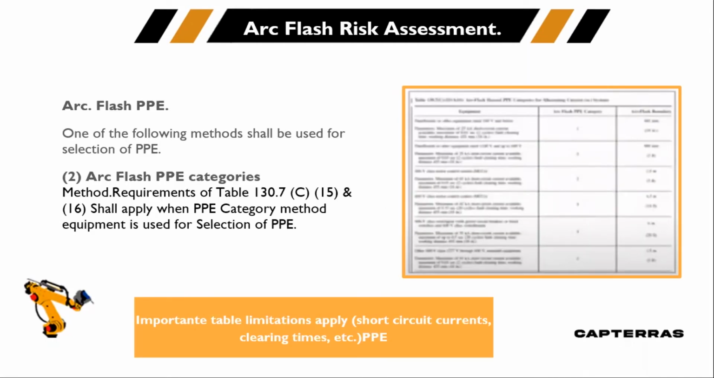The arc flash PPE. One of the following methods shall be used for selection of PPE or the arc flash PPE categories. This method requires Table 130. It shall apply when the PPE category method is used for selection of PPE. The PPE categories method depends on the type of task we are doing and the work location, and of course, there are certain limitations to using these tables, like short-circuit currents and clearing times.